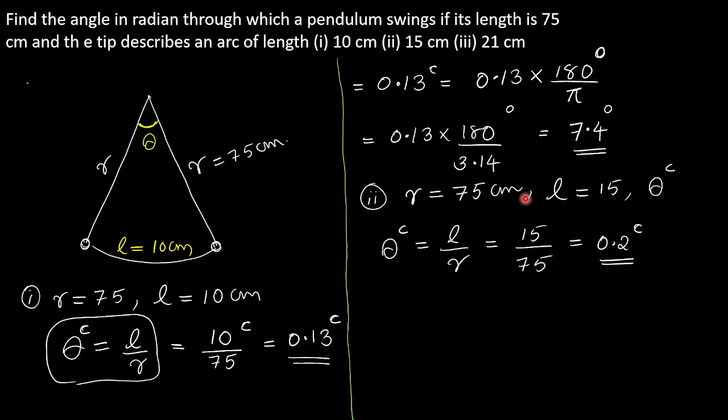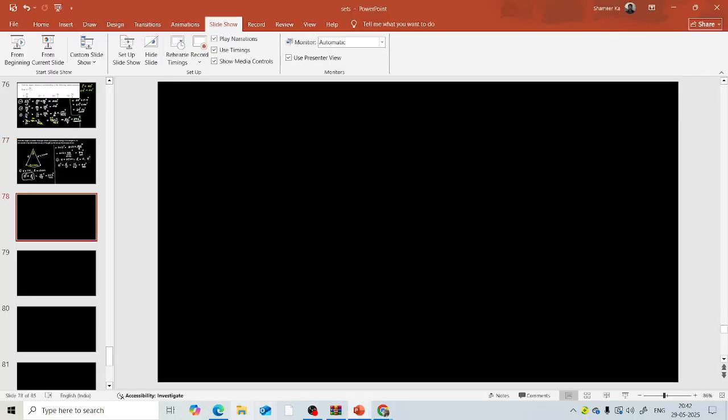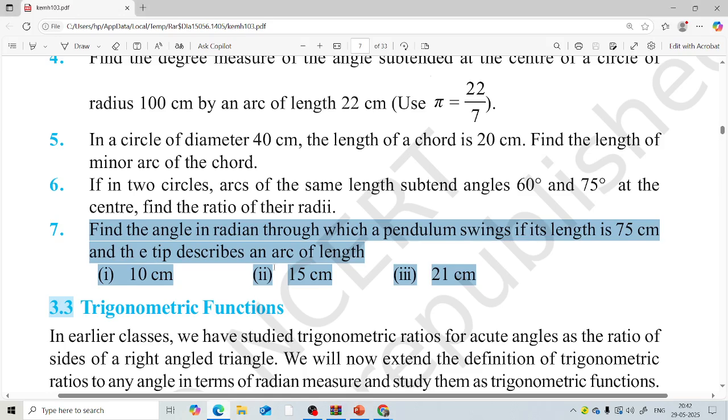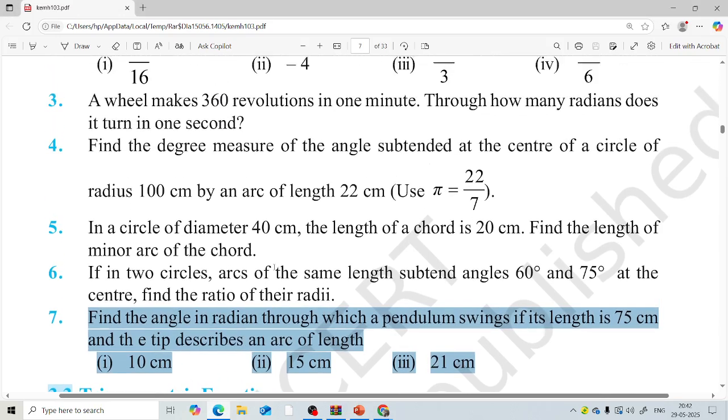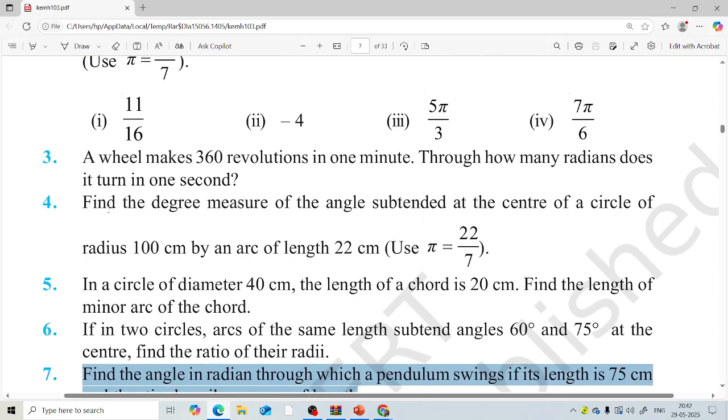So we can go to the next problem. Okay, so this formula, don't forget theta equals L by R, and don't forget the conversion. Let me discuss the next problem. I will discuss only the selected problems, not all the questions.